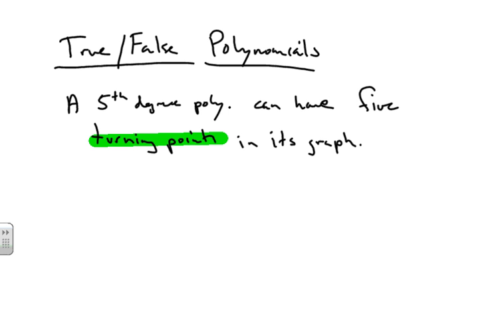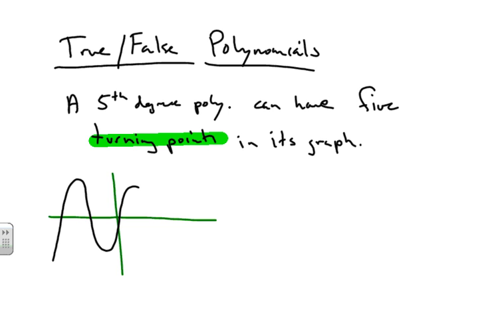When you talk about a fifth degree polynomial, it can have 5 turning points in its graph. What would that mean? Well, if I have a turning point, we go 1, 2, 3, 4, 5. All right, so I can have 5 turning points in this graph. That's a fifth degree, and I just made it like that as an example.